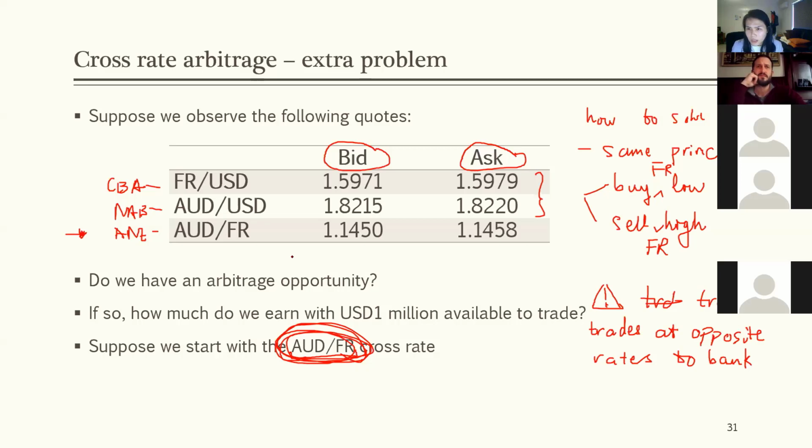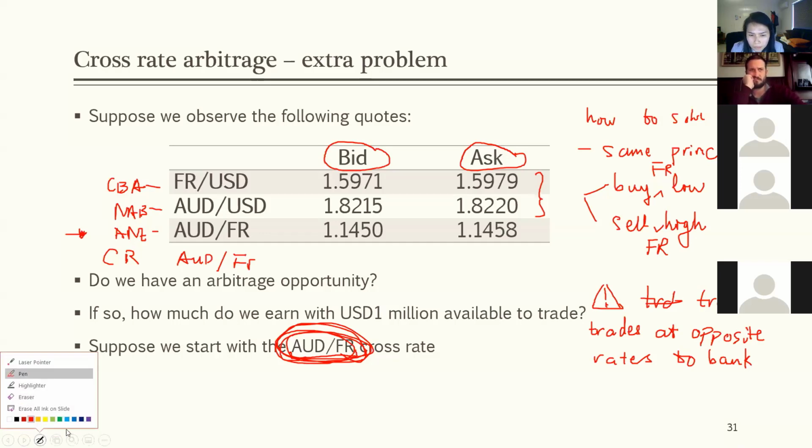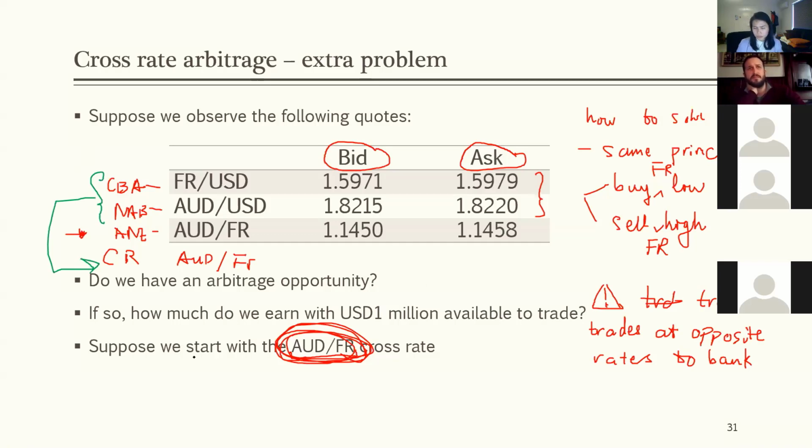So first step, let's compute the cross rates for the Australian dollar over franc, okay? So what I want to find is the cross rate. So CR for cross rate, AUD over franc, as implied by these first two exchange rates. Because we're dealing with a bid and an ask rate, I need a bid and an ask rate here.